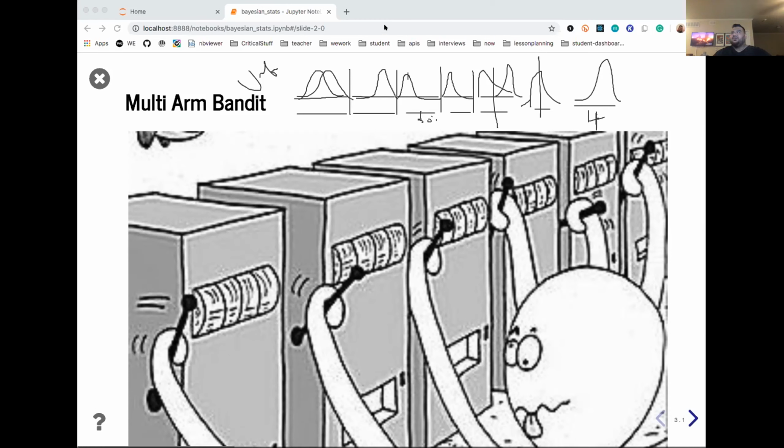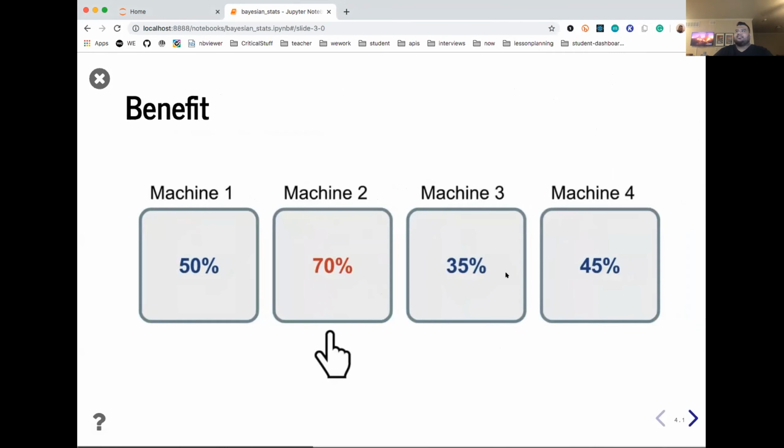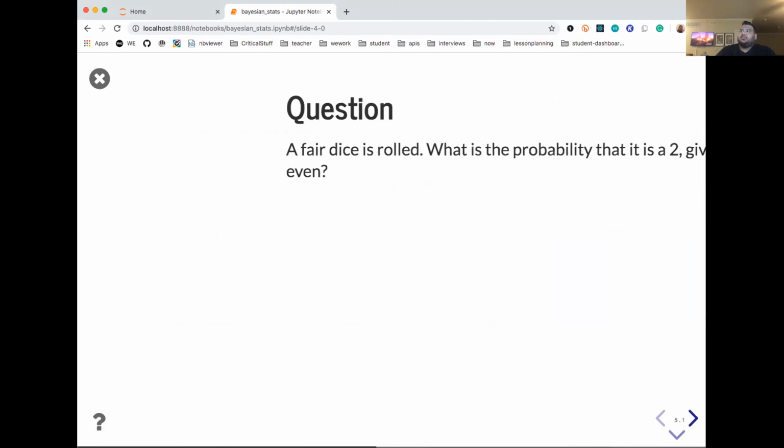Which probably isn't the best thing for most scenarios, but it is just a way of doing multi-arm bandit. And so essentially this is what it would look like. Like one machine would be doing better and you just have a higher chance of picking it until it no longer does better. And that is like a huge benefit.